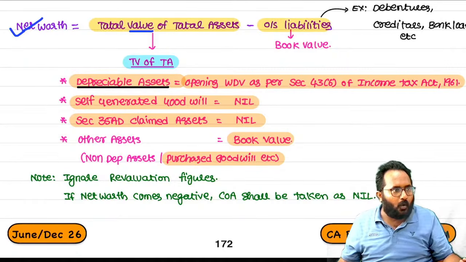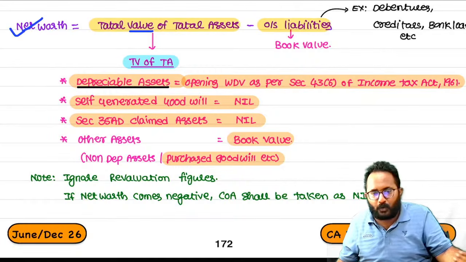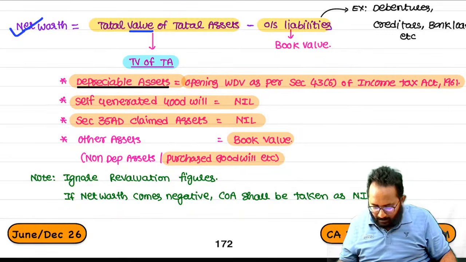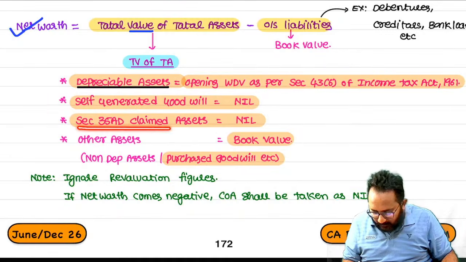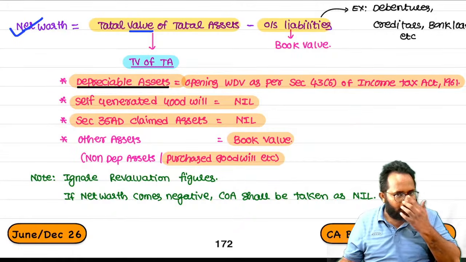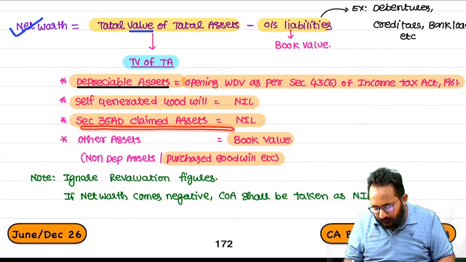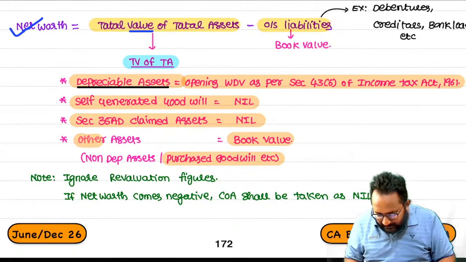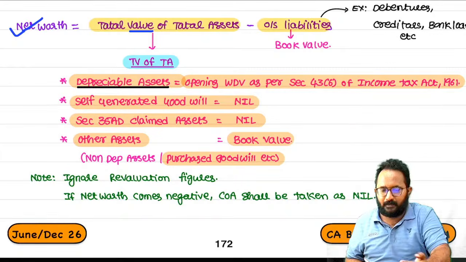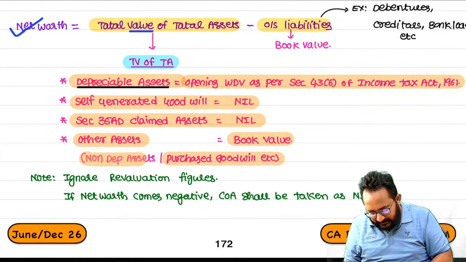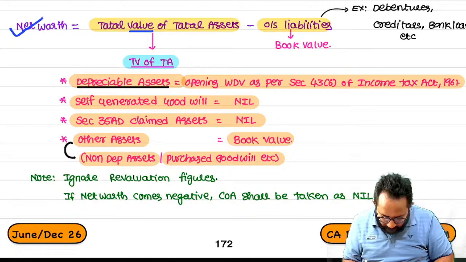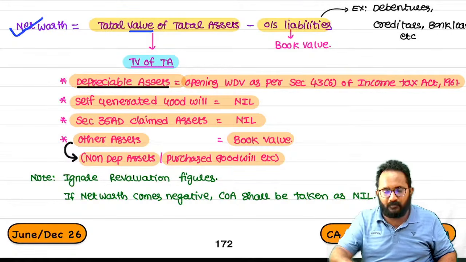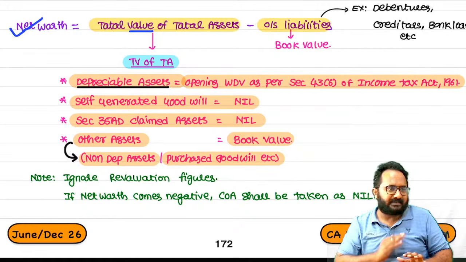Deduction. Now, for the purpose of computing the net worth, what is the value we have to take? 0. Remember, what is the value we have to take for computing the net worth related to 35 AD? Nil. Self-generated goodwill? Nil. Other assets, any other asset other than the above three, that is non-depreciable assets. For example, non-depreciable assets, purchased goodwill. What is the value we have to take? Book value. So simple.